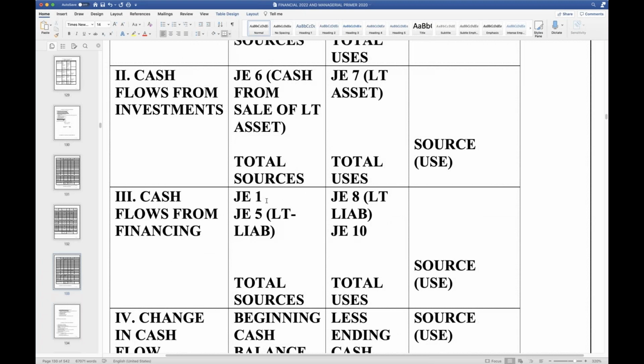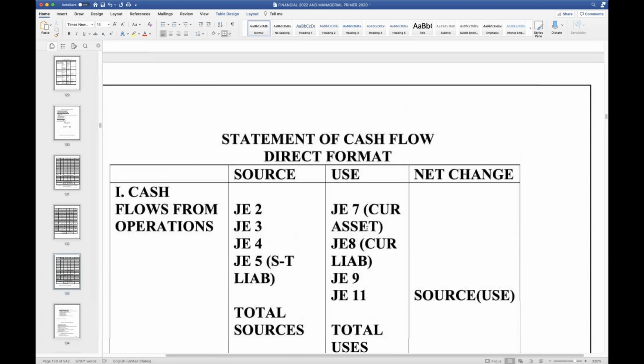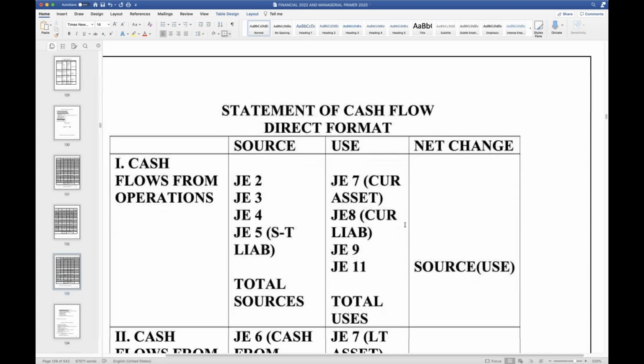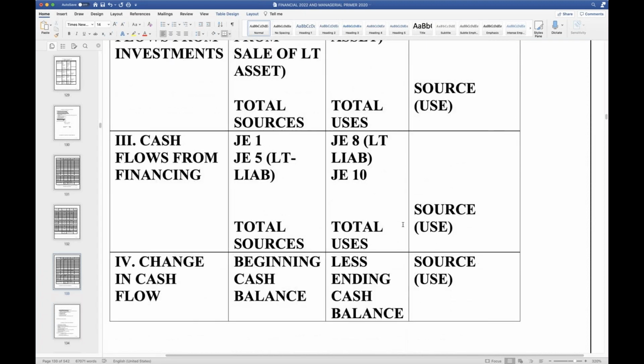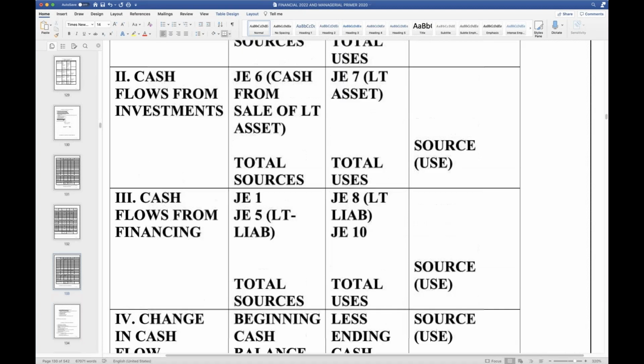A journal entry 1 or journal entry 5, just like we did, a long-term liability goes here. When we pay on a long-term liability, it's here, dividends are here. So this statement of cash flow direct format shows you where each of the first 11 journal entries go, and it's only the first 11.